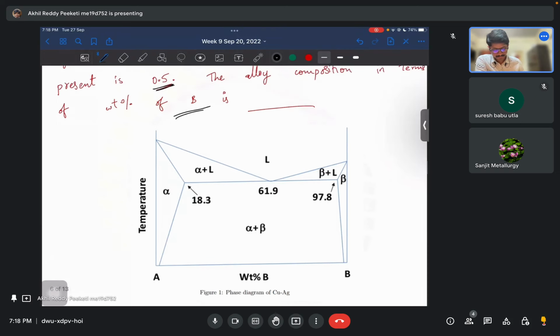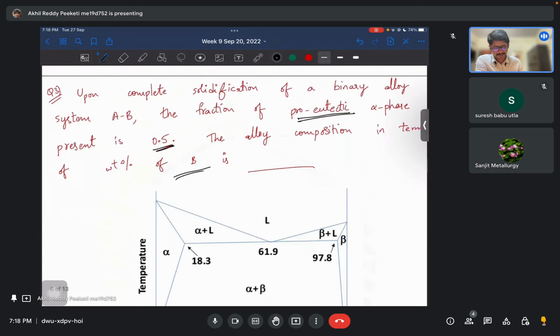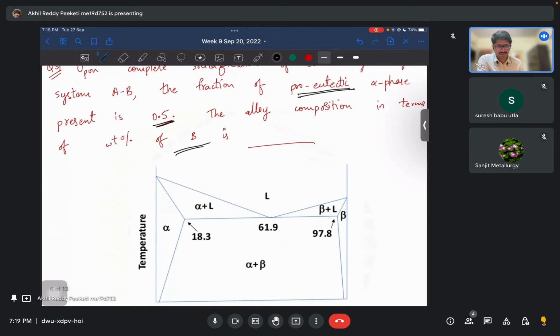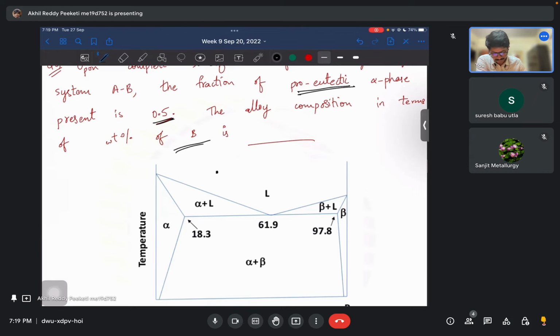This pro-eutectic also means primary eutectic. So it's basically even before the eutectic mixture forms, there will be some alpha present. Whatever alpha is in the solid form is the pro-eutectic alpha. So when you are solidifying from complete liquid state, let's say from here, from this point the crystallization starts and you have some amount of alpha. And at this point, you have some more alpha.